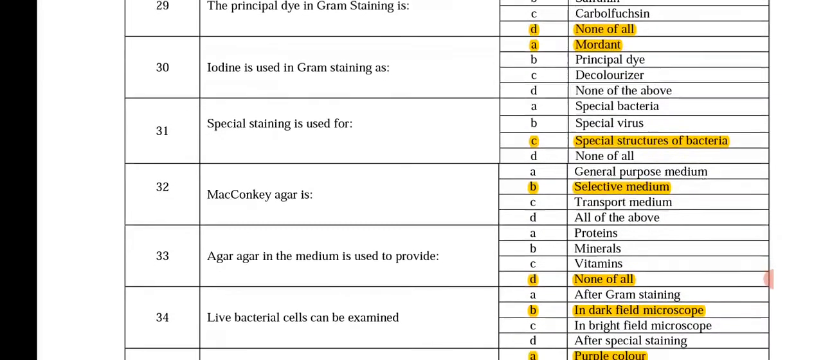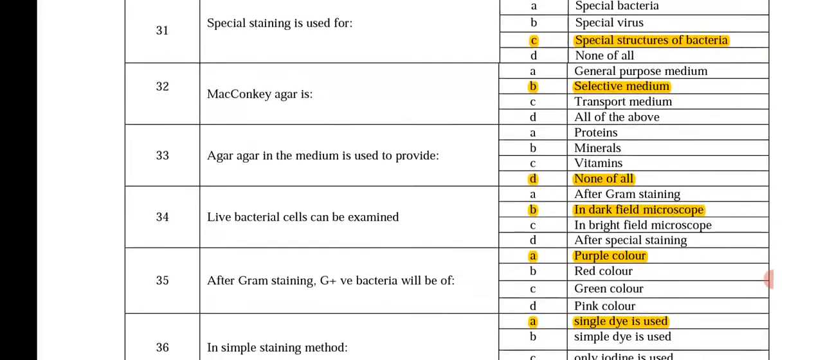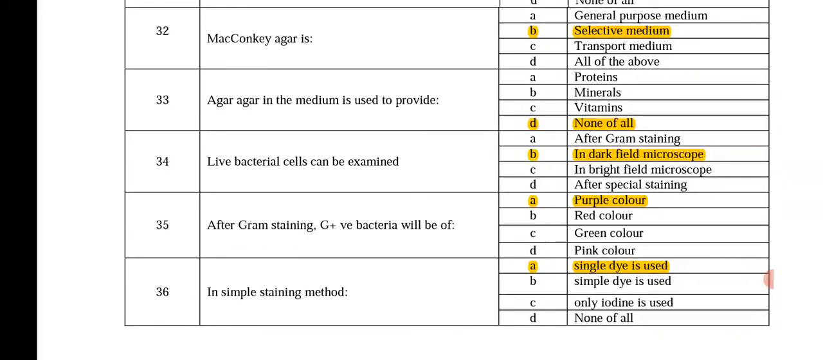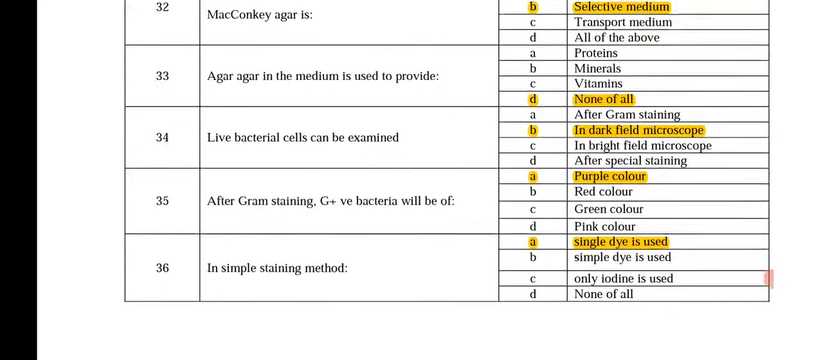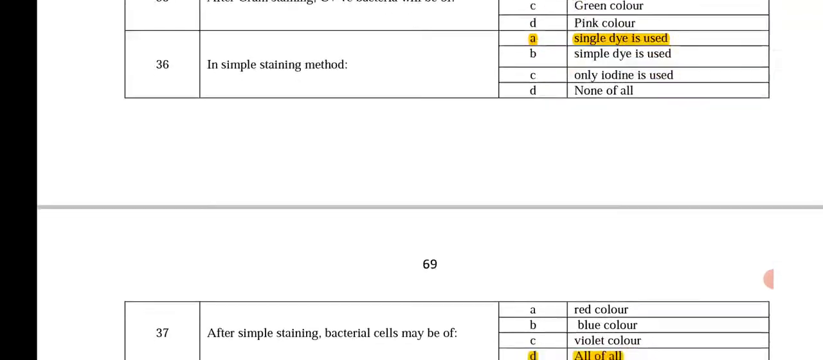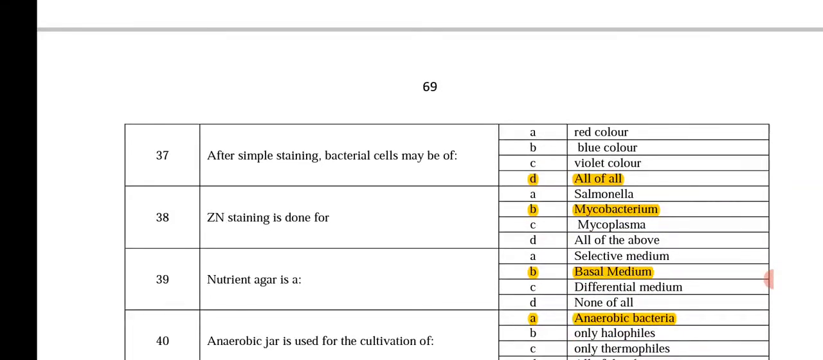Agar in the medium is used to provide none of above. Live bacterial cells can be examined in dark field microscope after gram staining. Gram positive bacteria will be of purple color in simple staining method. Single dye is used after simple staining. Bacterial cells may be of all above: red color, blue color, violet color.